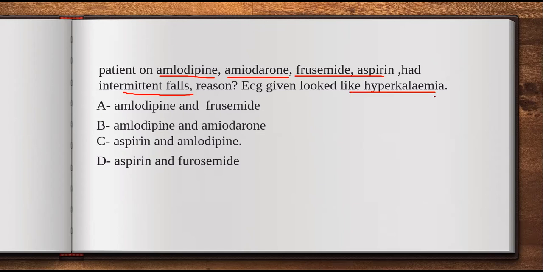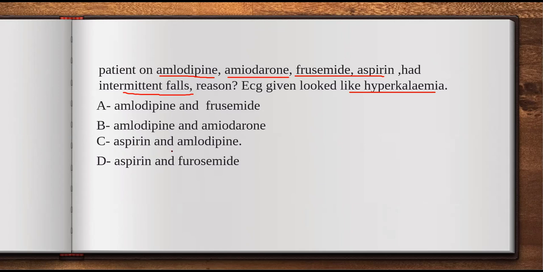So the ECG was given, which looked like hyperkalemia. In hyperkalemia, the ECG will show mainly a tall peaked T wave. You can have a broad QRS complex. These are more common. Now, which one out of these four options can cause hyperkalemia?